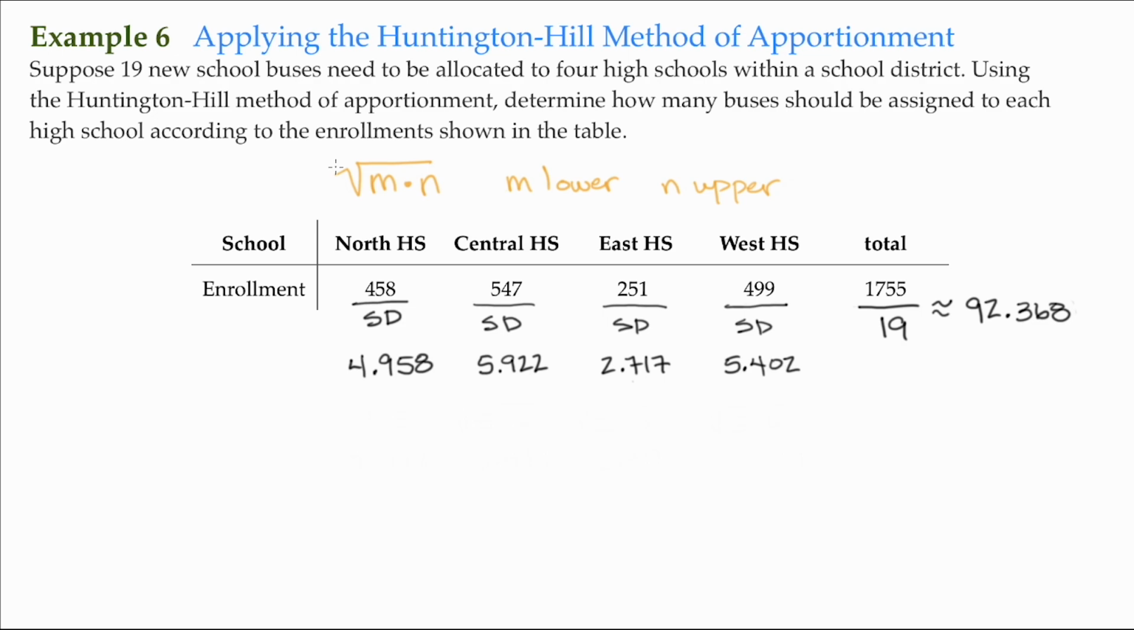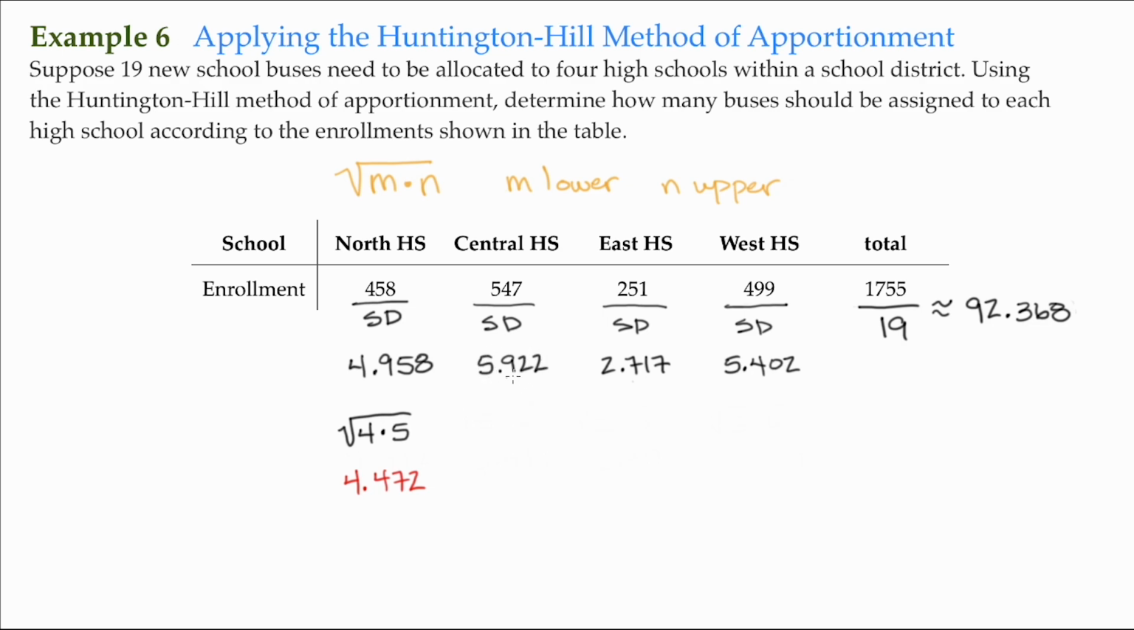So then we determine our geometric mean, and we do that by taking the lower bound and the upper bound once we use the quota rule. So the lower bound for 4.958 for this standard quota is 4. The upper bound is 5. This is our m. This is our n. 4 times 5, that's 20. We then take the square root of 20. The square root of 20 is around 4.472. And again, 3 decimals is plenty.